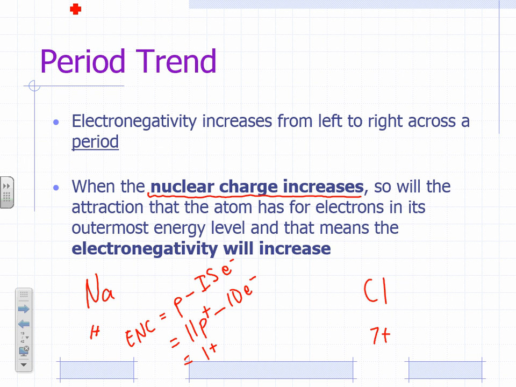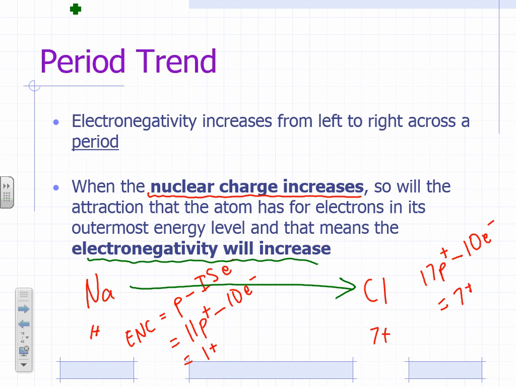That's element number 17, so there are 17 protons, and it has 10 electrons in the inner shells, because there are 7 electrons in the outer shell, so that gives us an effective nuclear charge of 7+. So as the charge is increasing from left to right, clearly the attraction for electrons towards the nucleus will also increase. So that accounts for an increase in electronegativity.